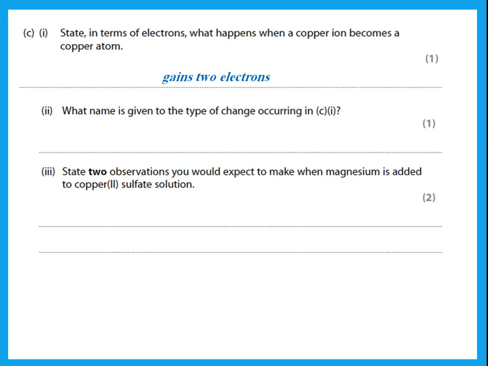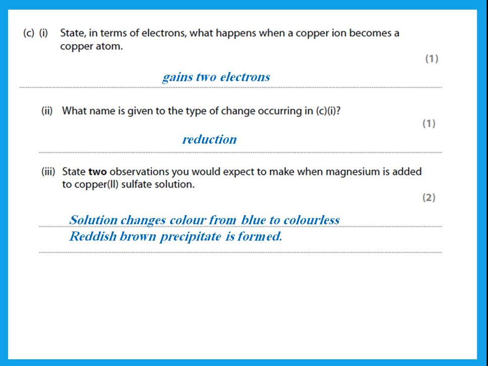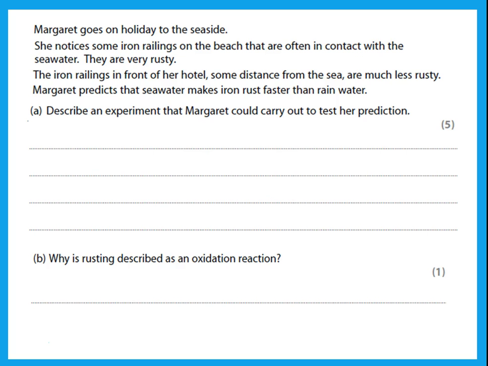So when we gain electrons, this is called what? Reduction. State 2 observations you would expect to make when magnesium is added to copper sulfate. Again, if you add magnesium to copper sulfate, magnesium is more reactive than copper, so it will displace it. What happens? Again, what was the color of copper sulfate solution? The solution changes color from blue to colorless. And then magnesium plus copper sulfate will form copper. So that is a reddish-brown precipitate.